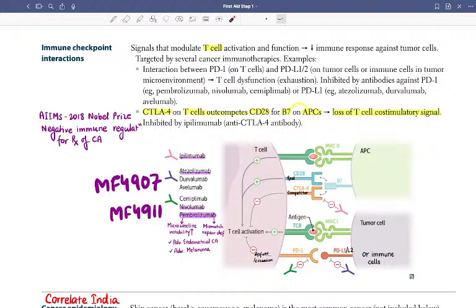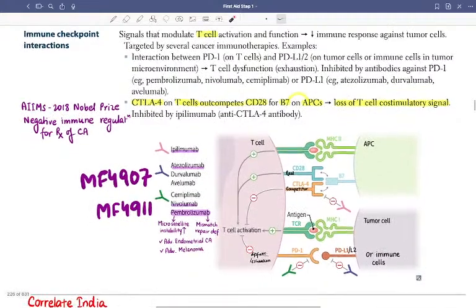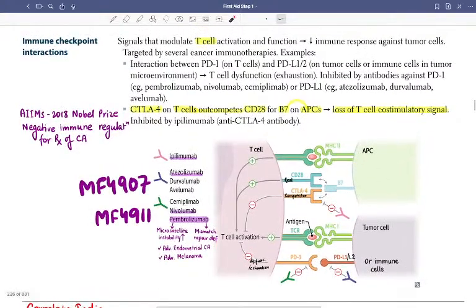Immune checkpoint inhibitors, this is where we go really slow. Oh god, again the honking has come. Just a second. Okay, forget it.